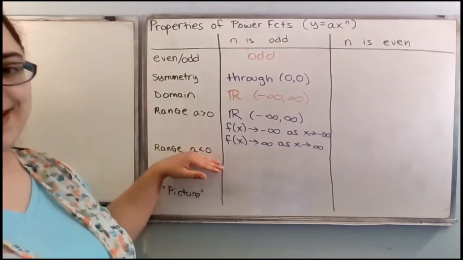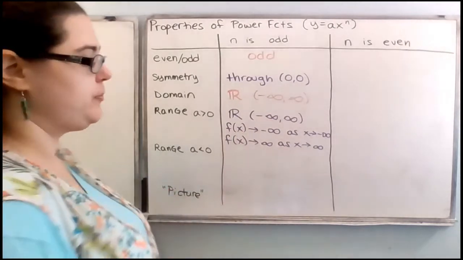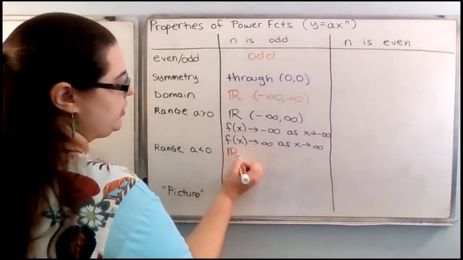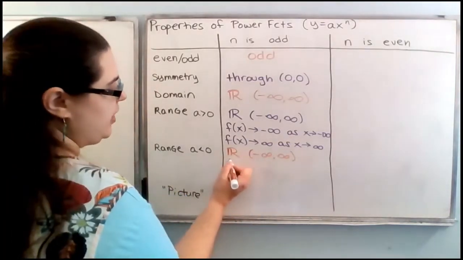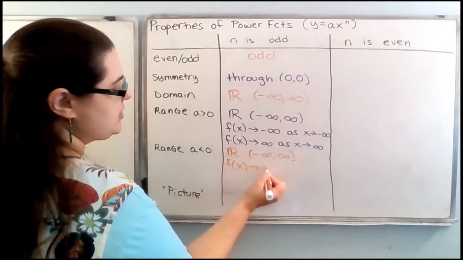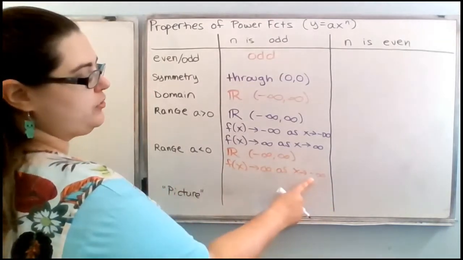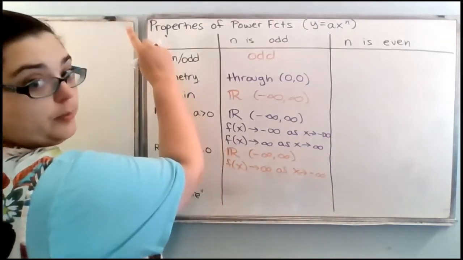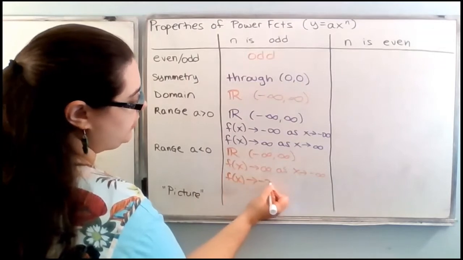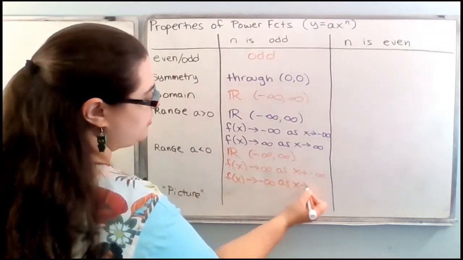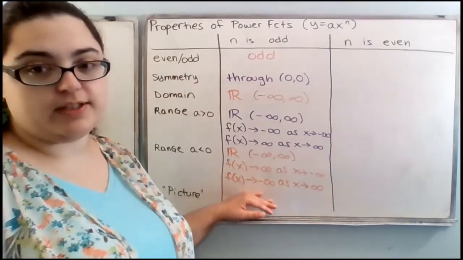If my coefficient is negative, if it's less than 0, our range is the same, but the end behavior is reversed. So our range is still all real numbers, or negative infinity to positive infinity. But this time, f of x is going to go to positive infinity as x goes to negative infinity. So as I move left, the y values are going to go upwards, and f of x is going to go to negative infinity as x goes to positive infinity. So as I move to the right, the y values are going to decrease.